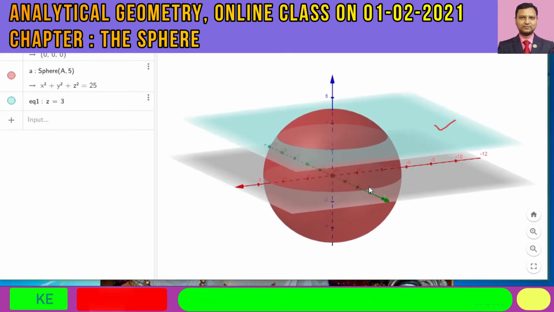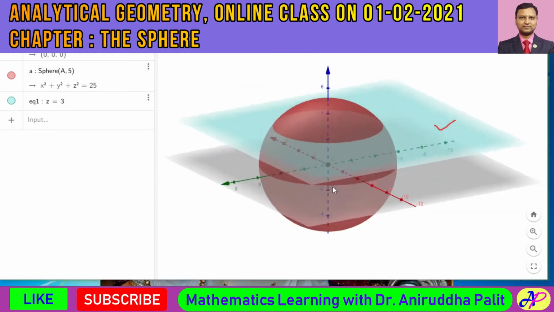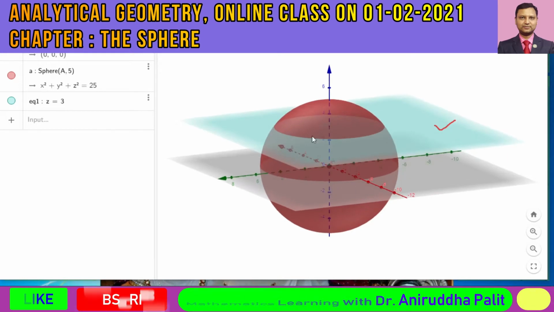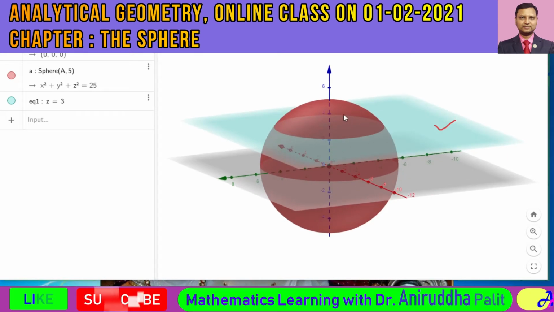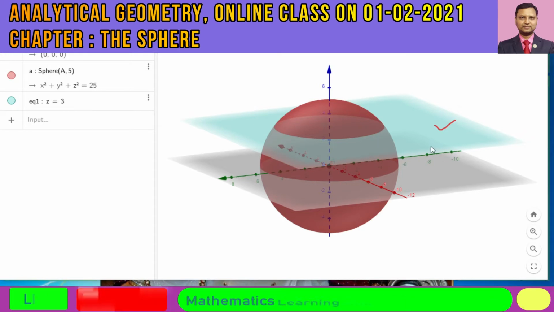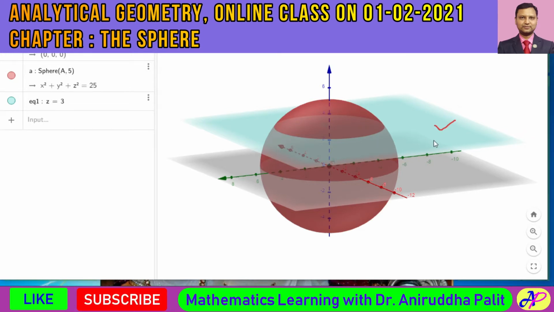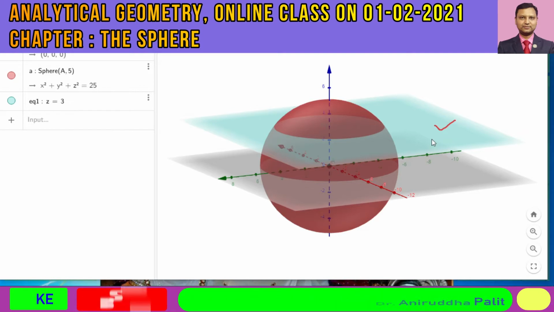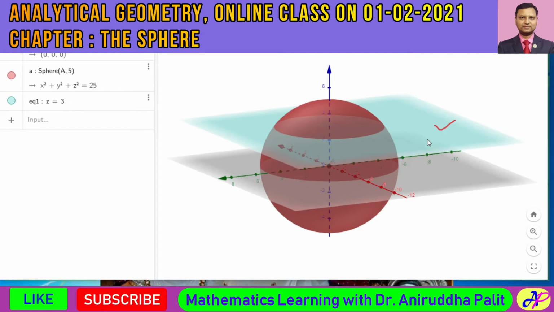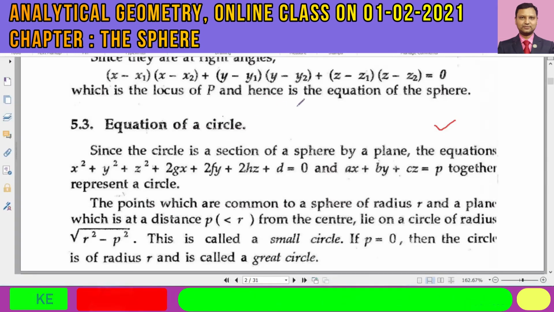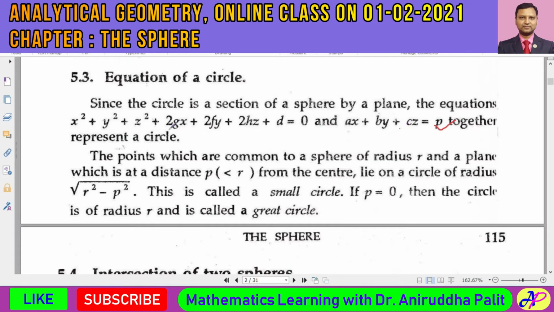And over here, if you consider the equation of this kind of circle, we need the equation of the sphere as well as the equation of the plane. The equation of the circle is considered as a collection of the sphere and the plane. That would be the equation of the circle. So the equation of a circle will be represented in this way.